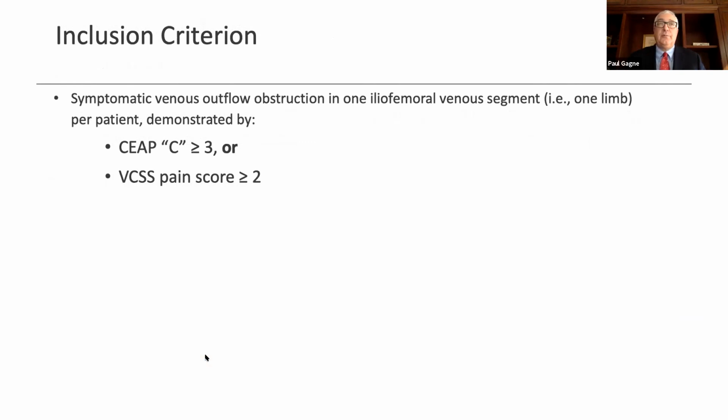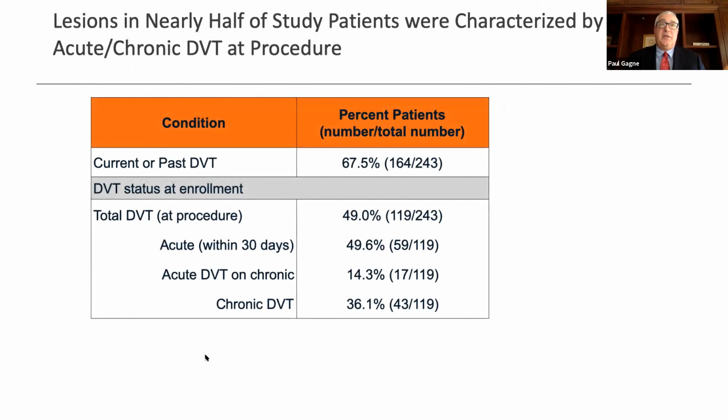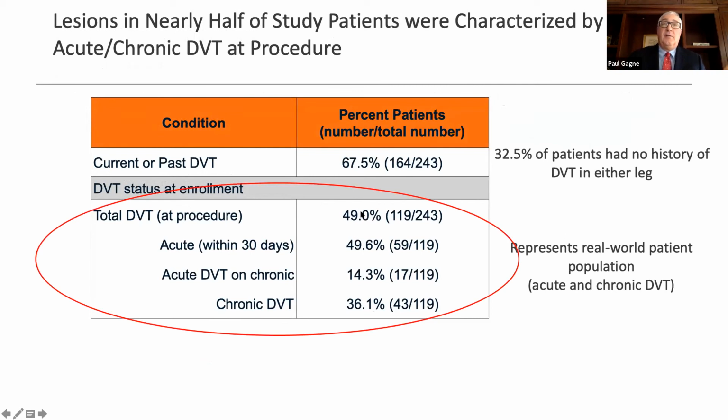You can see that the significant majority of these patients had acute DVT, 49% at the time of the procedure, and had a history of chronic DVT or DVT at the time of treatment. So a significant number of thromboembolic events in this group.